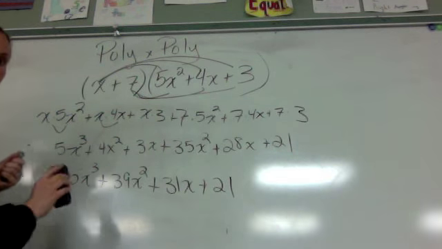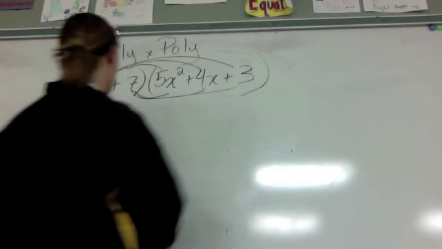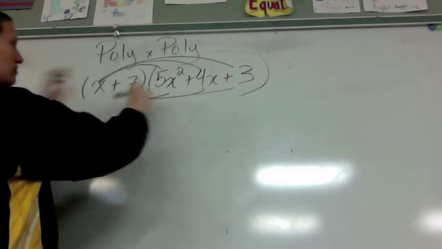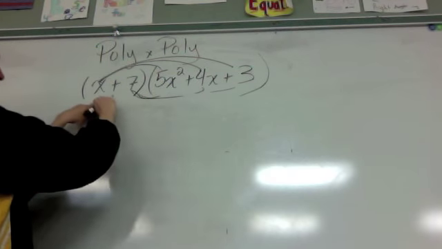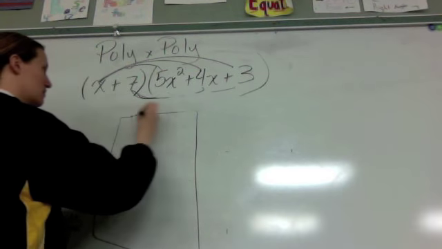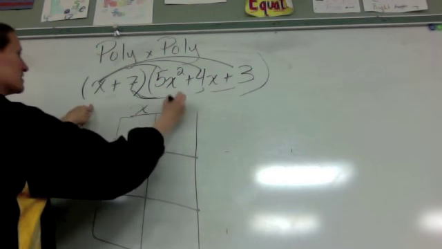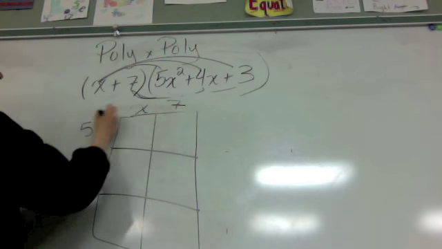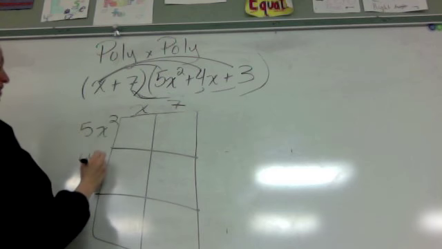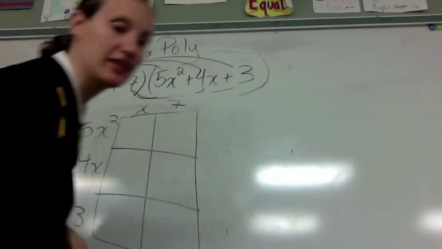Now, box method. If I want to do this box method, I have a binomial by a trinomial. That means my box has to be 2 by 3. So 2 by 3. I put the x and the 7 here, the 5x squared here, the 4x here, and the 3 here. And just like before, we'll multiply to fill in each box.